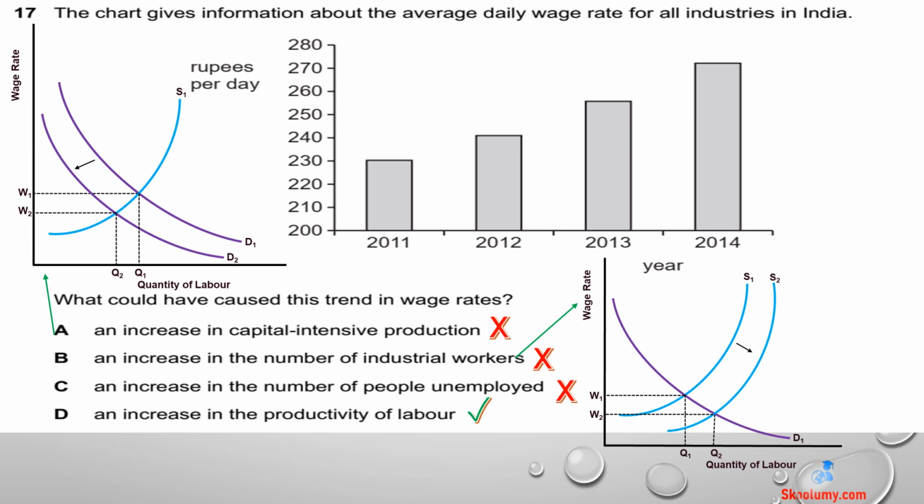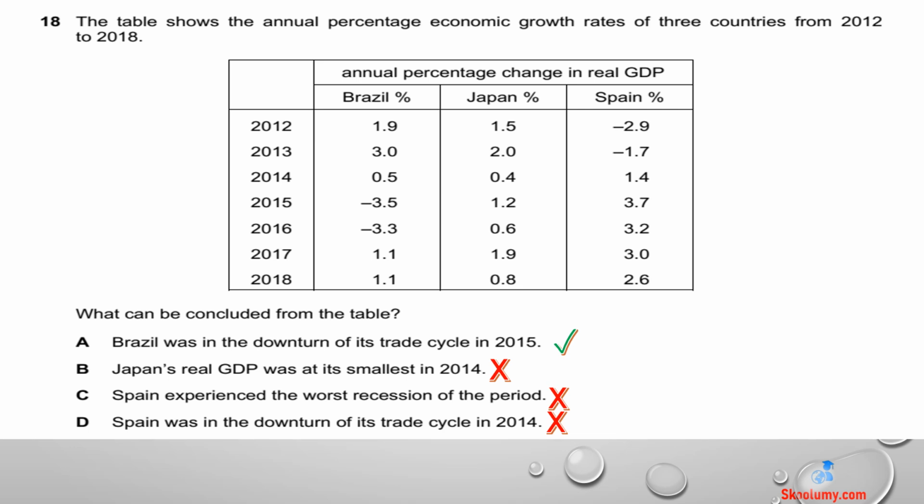B is wrong as an increase in the number of industrial workers leads to a rightward shift in the supply of labor, thereby causing a fall in wage rate. This is shown on the graph on the right. C is wrong as a rise in the number of people without work will not put pressure on employers to raise the wage rate. There are many unemployed people who will be willing to take the wage rate even if it is not high.